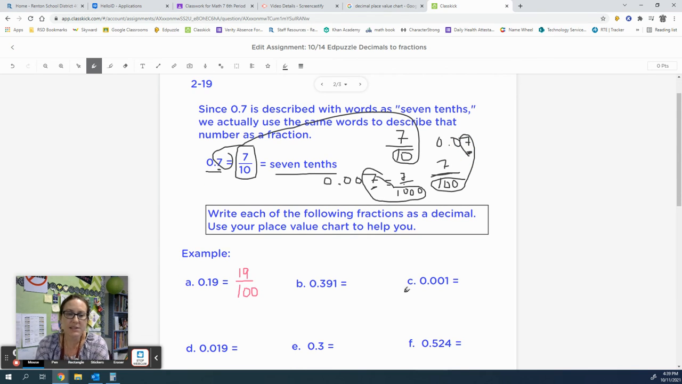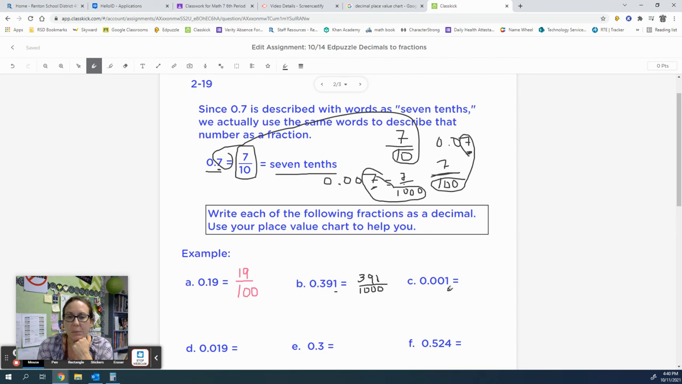All right, so let's practice a couple of these. Here's the example that I gave. If we have 19 hundredths, we say this is 19 hundredths. That means that we would write it as 19 over 100. So 19 hundredths. Okay, how do you think you would do B? This one will be multiple choice. Right, so this one, the 1 is in the thousandths place. So this number is going to be 391 over 1,000.